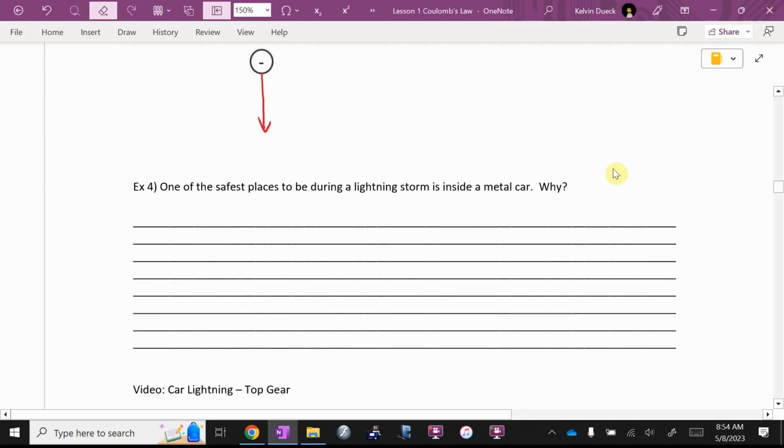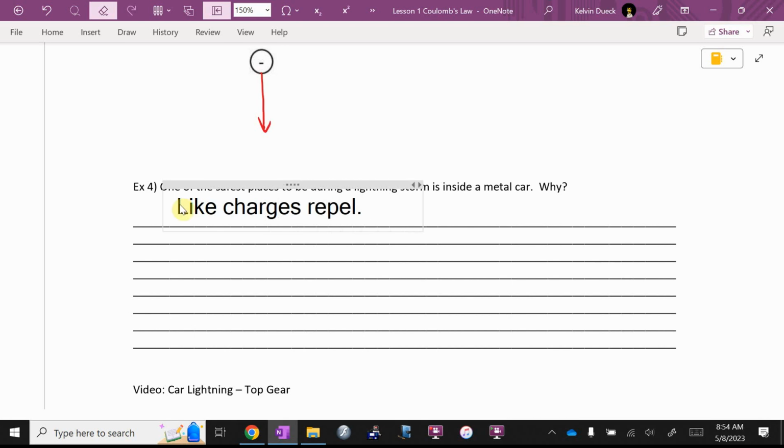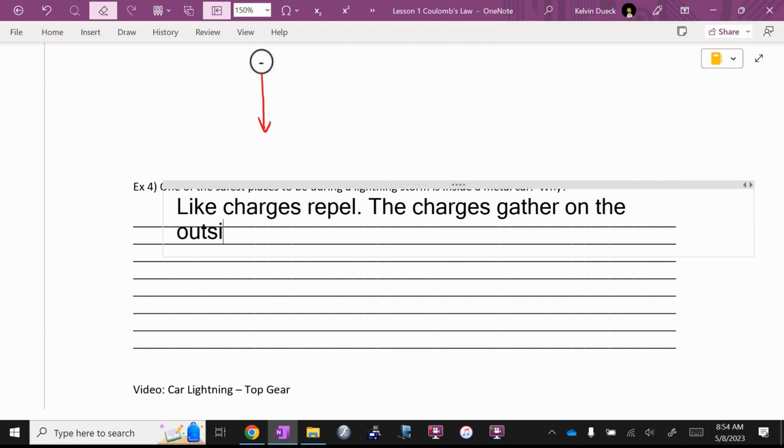All because like charges repel. So, like charges repel, the charges gather on the outside of the car. And you are on the inside.